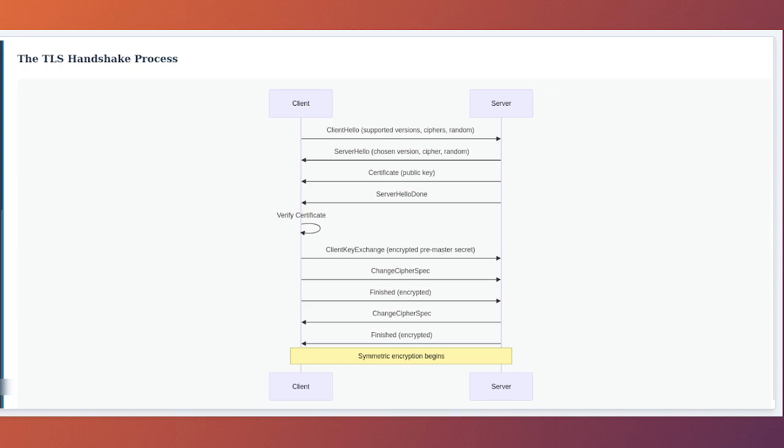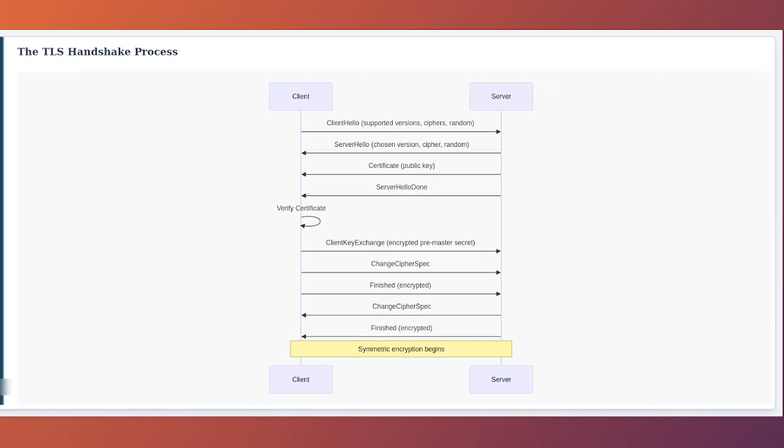In newer versions like TLS 1.3, we use Diffie-Hellman key exchange, where both parties contribute to generating the shared secret without ever transmitting it. Finally, both parties send a finished message, encrypted with the newly established session keys. If both can decrypt and verify these messages, the handshake is complete. From this point forward, all communication uses symmetric encryption with the session keys.